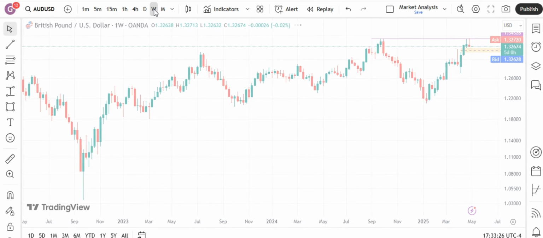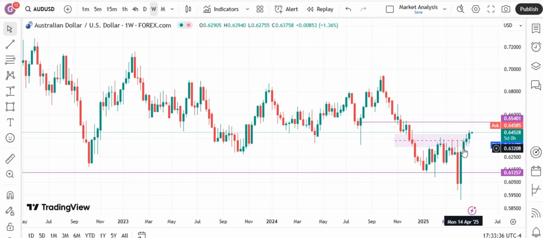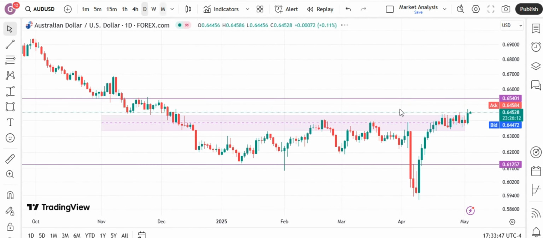AUD USD, this actually negated our objective. We're supposed to be bearish because dollar was bullish, but this went bullish. Let's see how it happened. Let's see daily time frame.